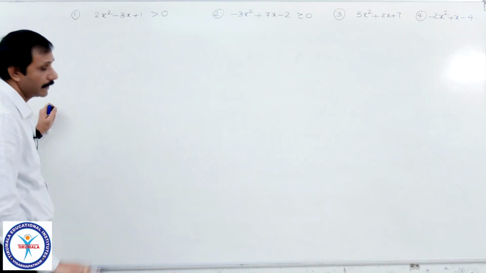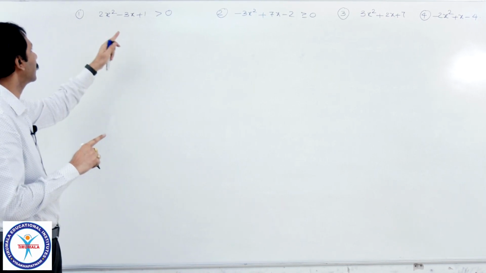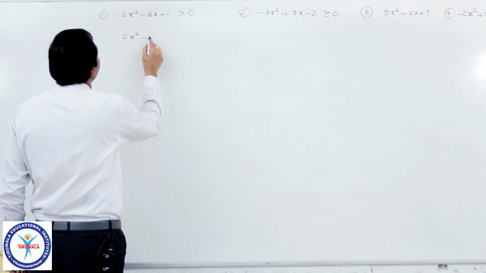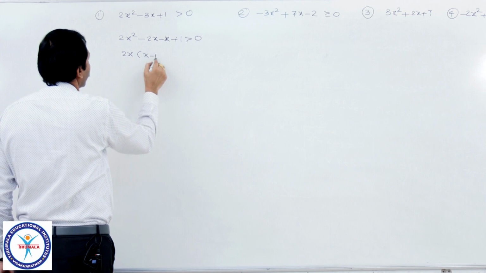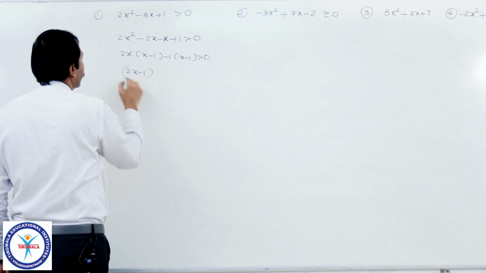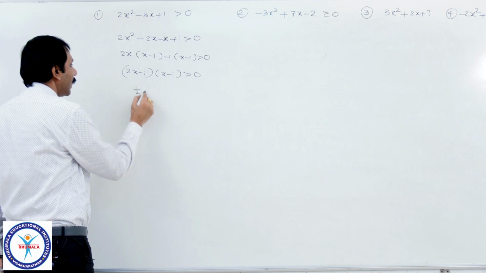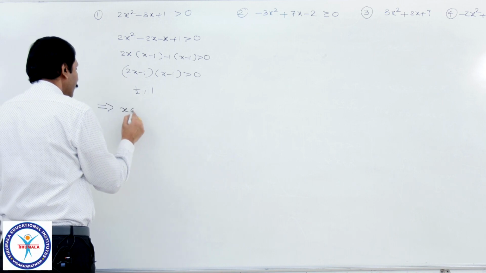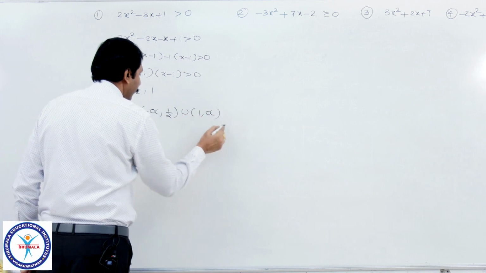Observe this first one. Observe whether you can write factors for it or not, that is the discriminant. Discriminant positive. 2x square minus 2x minus x plus 1 greater than 0, 2x into x minus 1 minus 1 into x minus 1 greater than 0, that is 2x minus 1 into x minus 1 greater than 0. Here, what are the zeros? 1 by 2 comma 1, x minus alpha into x minus beta greater than 0. You know how to write this? X belongs to minus infinity comma 1 by 2 union 1 comma infinity.